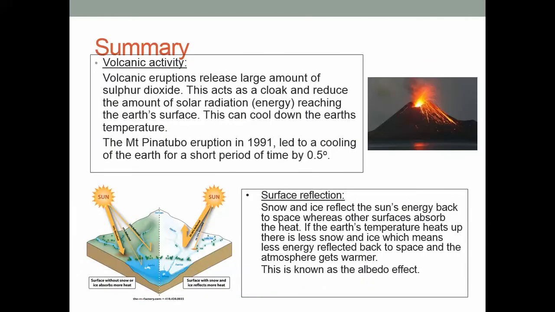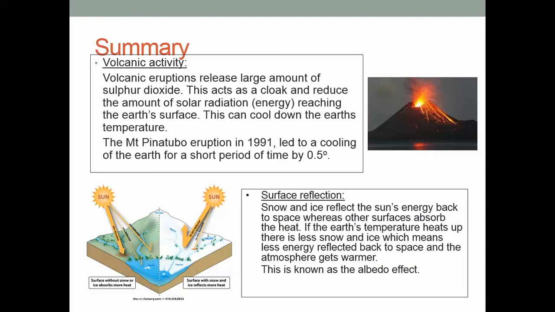We've then got volcanic activity. This is probably one of the easiest things, and it's probably one of the most misunderstood as well. The basic principle is that a volcanic eruption will lead to large amounts of ash and sulfur dioxide being released into the atmosphere. That acts as a cloak and blocks solar radiation getting into the Earth, which causes it to cool down. And this can be seen with Mount Pinatubo in '91, where the Earth's temperatures fell for a short period of time by 0.5 degree.